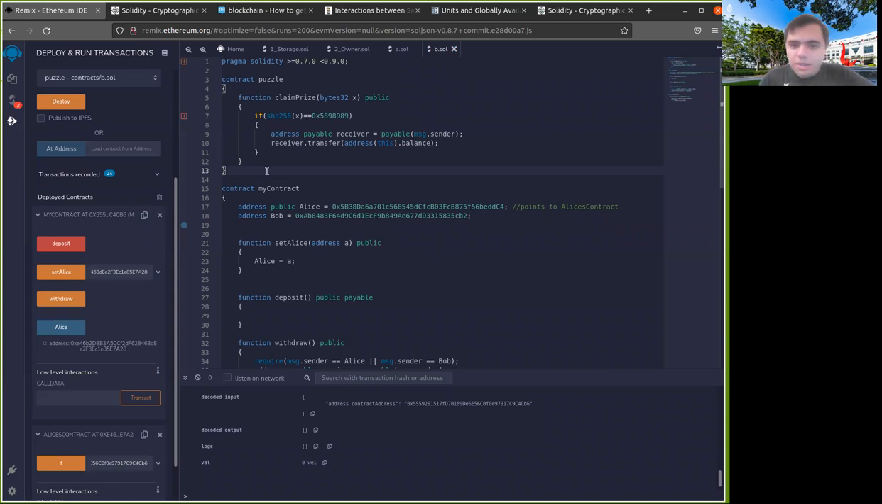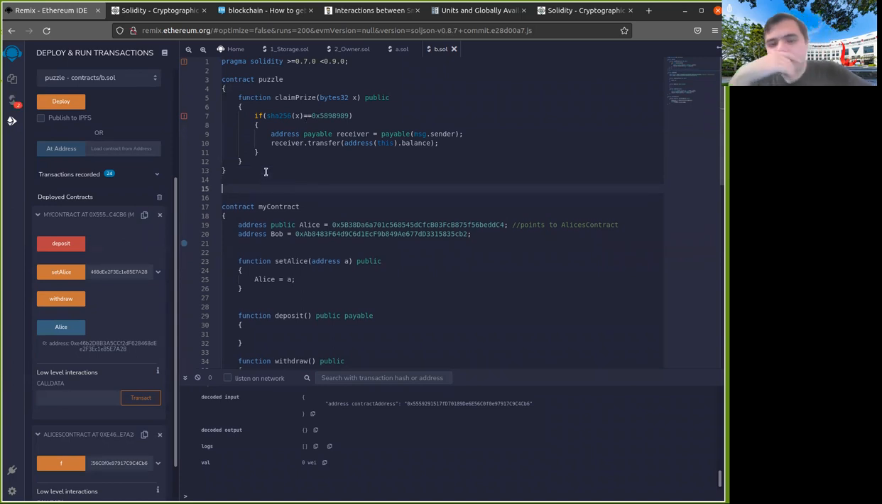And here's how. So let's say that I'm the miner of the current block. And let's say that I see a transaction by you that is claiming this price. So what I see is that someone is calling this function and they're giving a value of X. And because that value of X is correct, they're being paid this huge amount. So they're being paid, for example, 10 Ether.